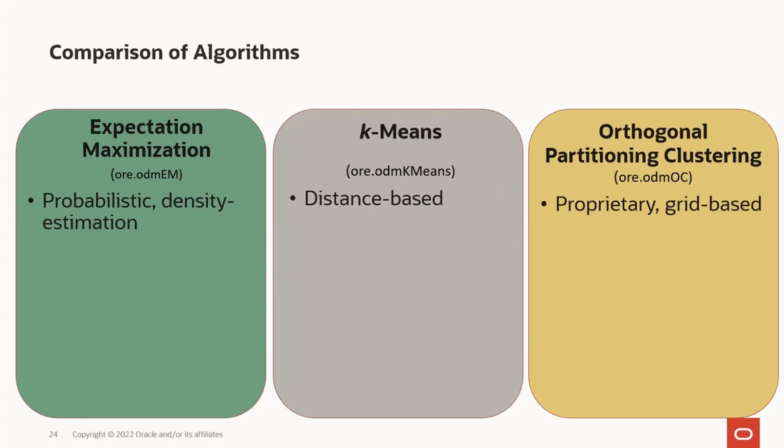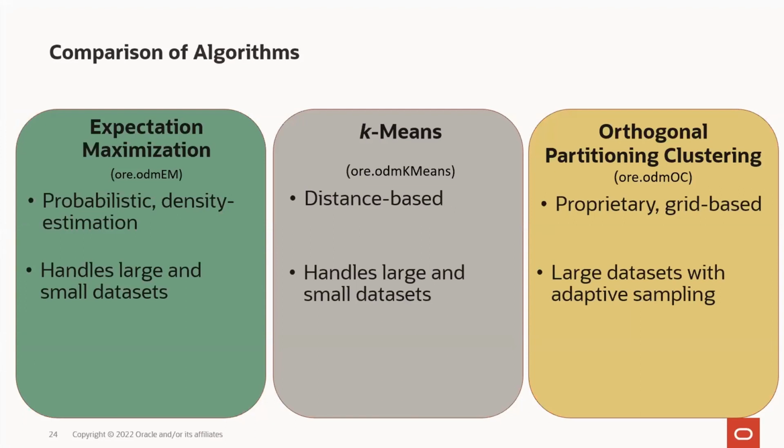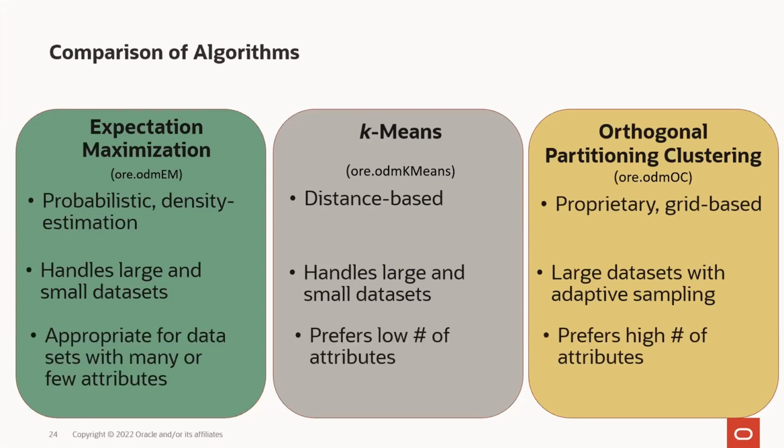As I mentioned, EM and OC are automatically determined, based on how they are calculated. EM is density estimation, which I'll show in a second, while OC is a proprietary grid-based system that also works off of a density estimation. Each of these is suited for any size data set, where O-Cluster uses adaptive sampling for large data sets. And lastly, attribute importance is an important designation for choice in algorithm.